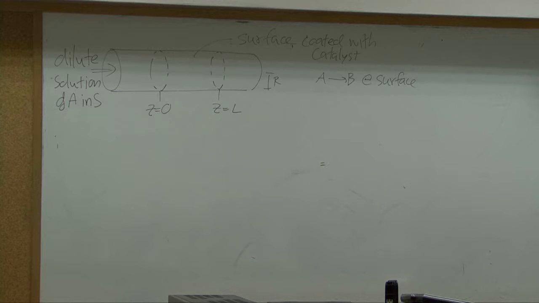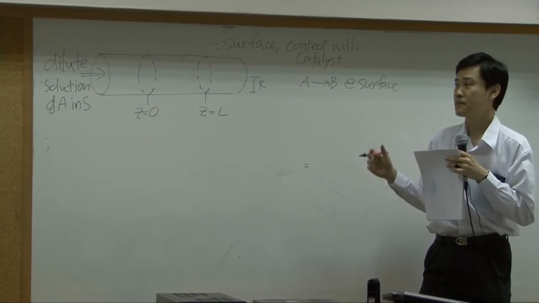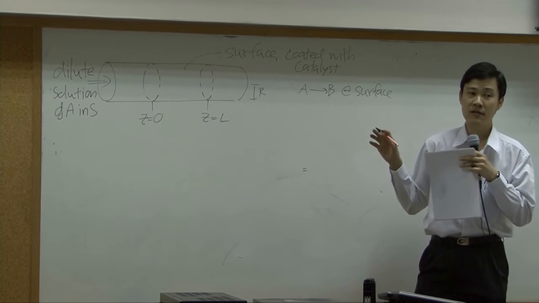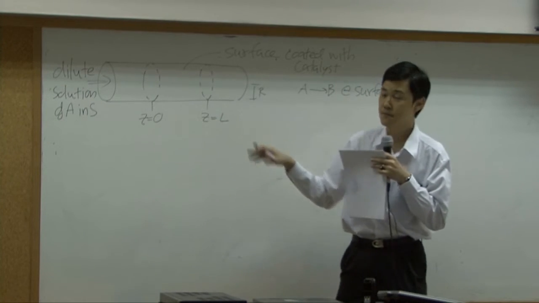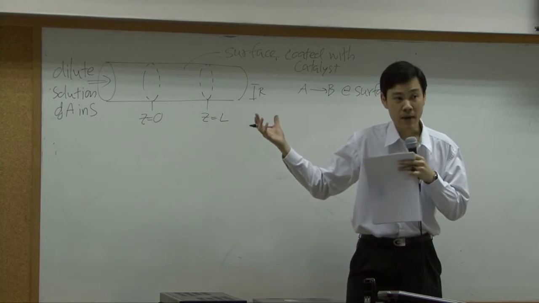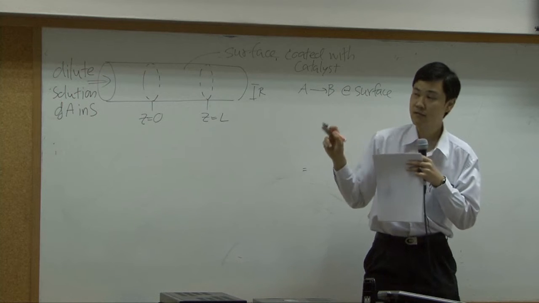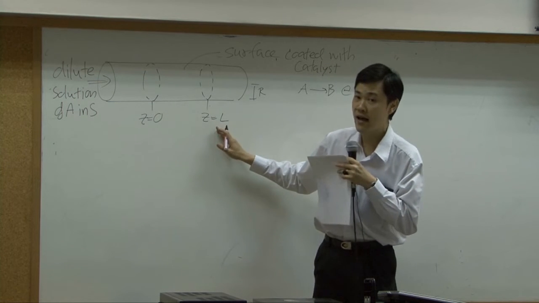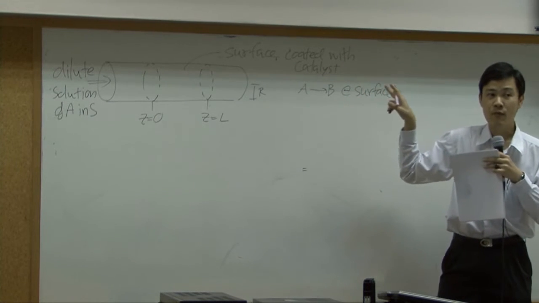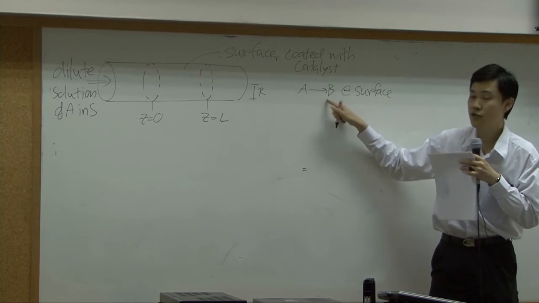All right, our last example for today would be a pipe like this. And then you feed a dilute solution of one species in the solvent into a pipe, into a reactor. In the pipe, the inner wall of the pipe is coated by a catalyst. So between Z equal to 0 and Z equal to L, the inner wall of this pipe is coated by the catalyst. Whenever A reaches the catalyst, the reaction will convert A into B.